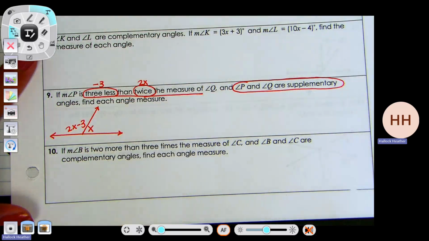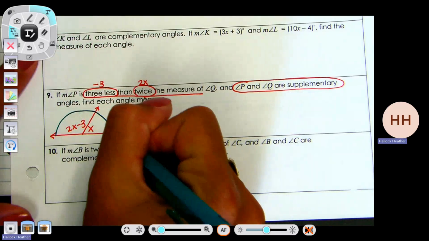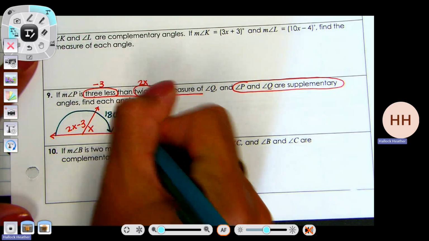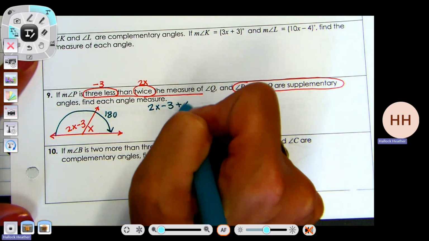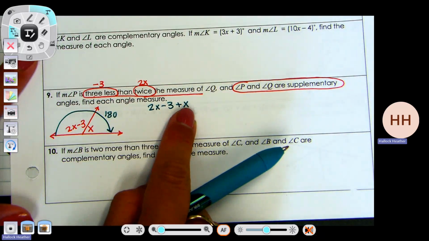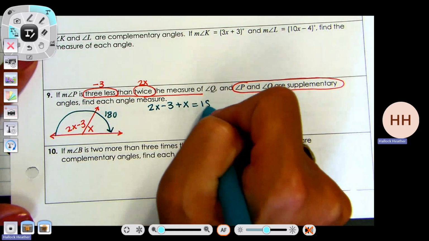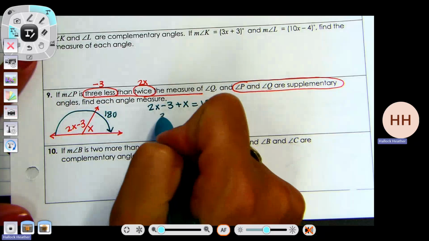So now we said it's supplementary. So how much should this add to make in total? Equals 180. So I'm going to write my little equation off to the side. I'm going to do 2x minus 3 plus another x. And this is where most people get confused because they forget to add the original x. You have to add in that original angle. And then equals 180. So if I combine my x's, 2x and 1x make 3x.